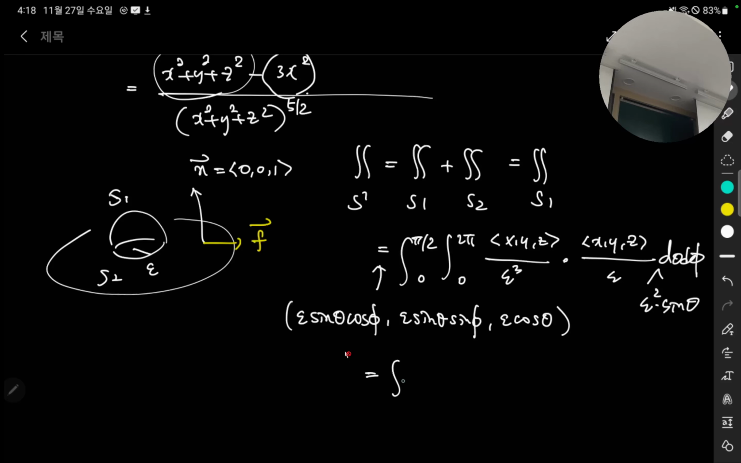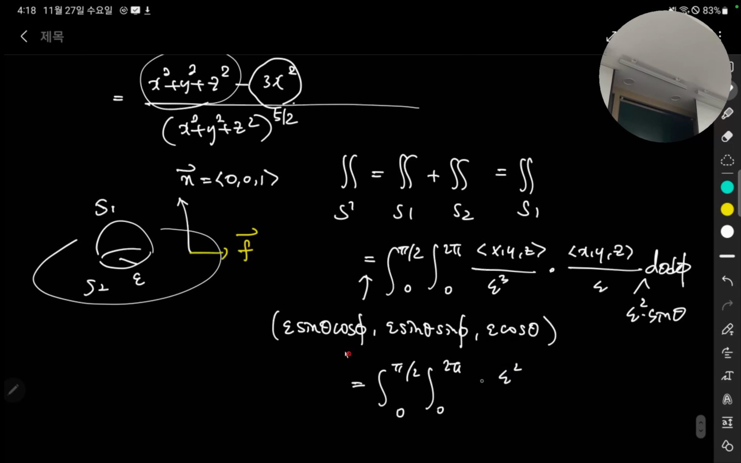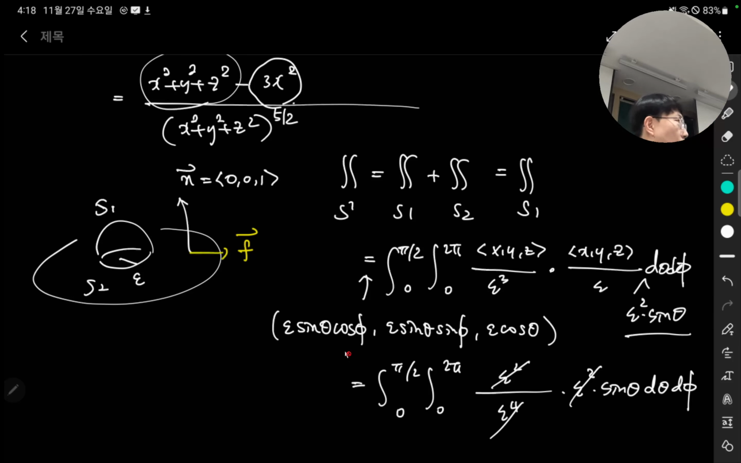So you have lots of canceling out. On the numerator, we have the inner product between x, y, z and x, y, z, the same thing, so it's the size, x squared plus y squared plus z squared. That's the radius squared. So the radius is epsilon, so epsilon squared. And on the denominator, we have epsilon to the fourth. And on the Jacobian side, we have epsilon squared, and the sine theta here. So epsilon all cancels out.